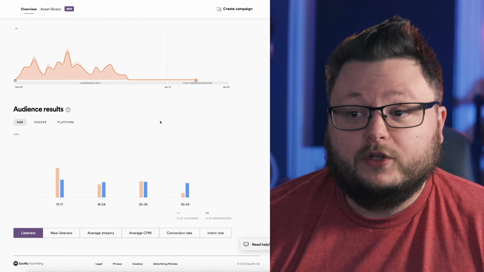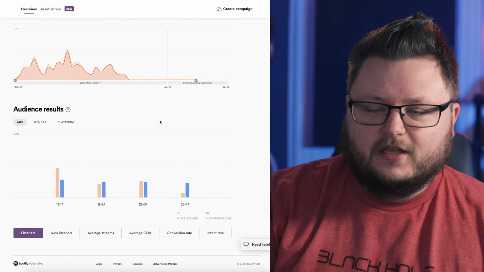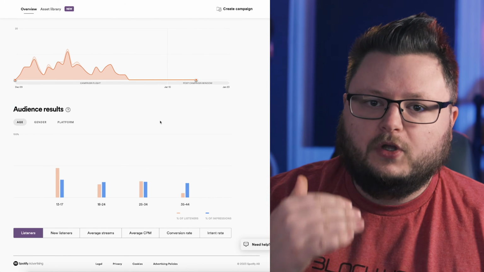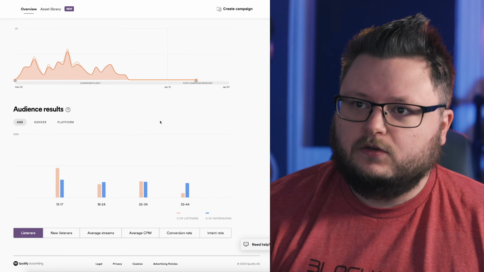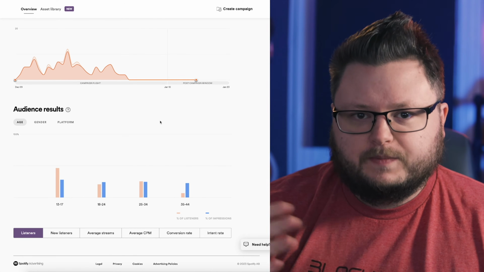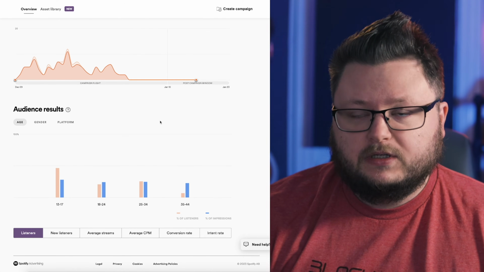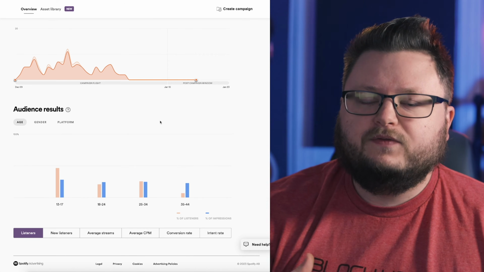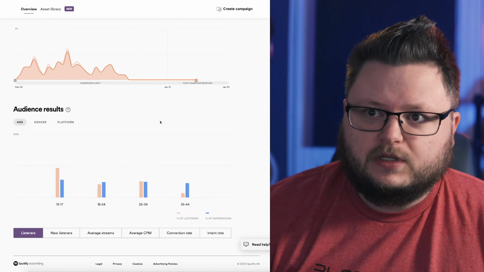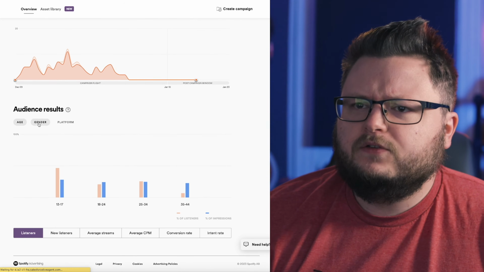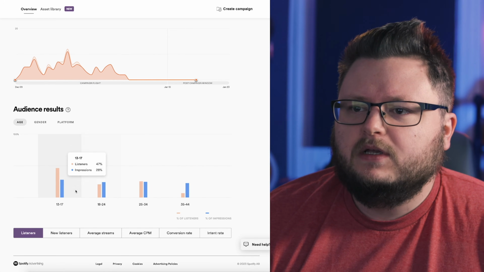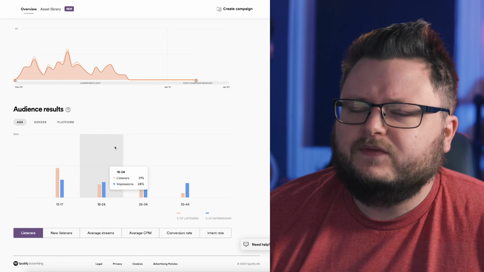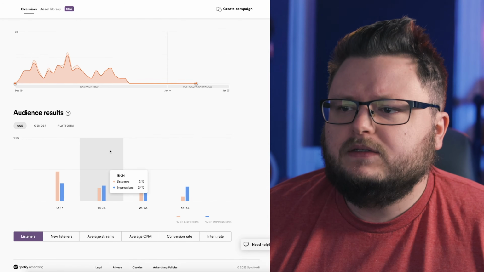So what you could do is, if you can test enough campaigns to figure out how to get a good cost, you're going to get really, really good data. And even if it's more expensive than Facebook ads or even TikTok ads, at least if the data is really good, you might have a use case for it, right? And you get all this other data down here, like gender splits, platform splits, and age splits. I'm actually surprised how many 13 to 17-year-olds there were in this.